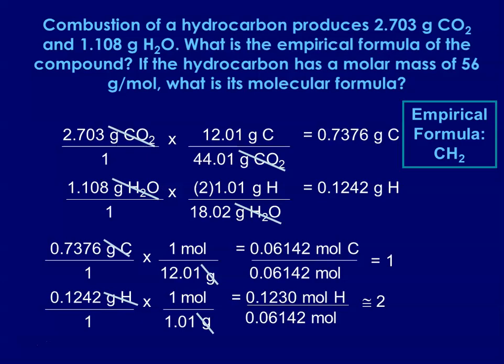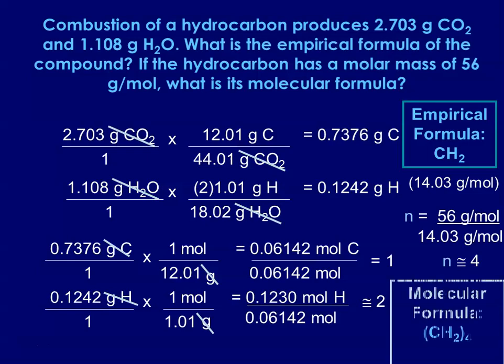The molar mass of that empirical formula would be 14.03, 1 carbon plus 2 hydrogens. My actual hydrocarbon had a molar mass of 56 grams per mole. So if I take that molar mass and divide it by 14.03, I get that the empirical formula is going to be 4 times simpler than the molecular formula. So if I take my CH2 and I multiply each of my subscripts by 4, I get that my actual molecular formula is C4H8.